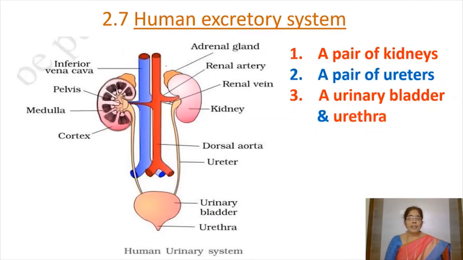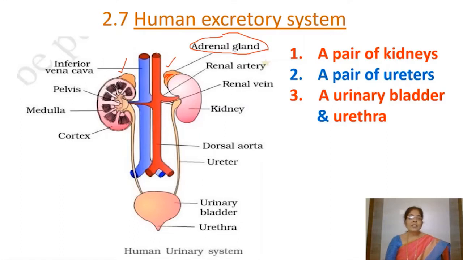Coming to these cap-like structures present at the anterior region of the kidney, they are adrenal glands. These glands are also known as suprarenal glands. As they are present at the anterior region of the kidney, they are said to be suprarenal glands. The term renal is related to the kidneys.